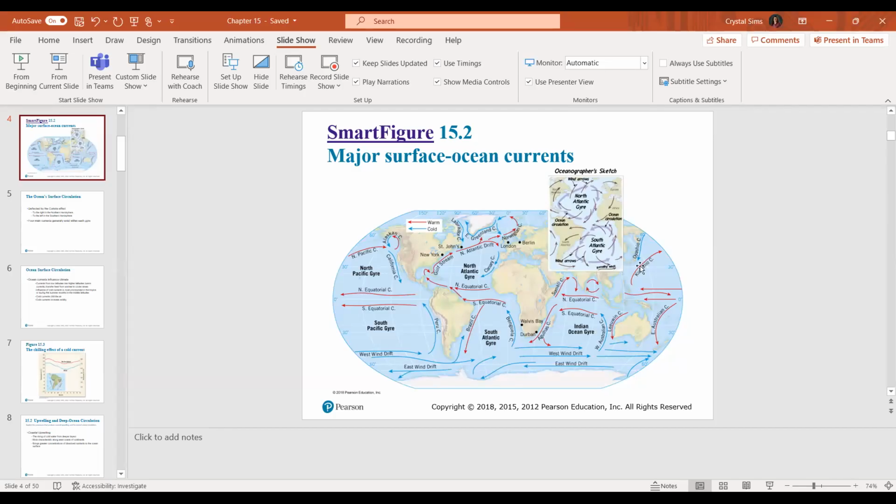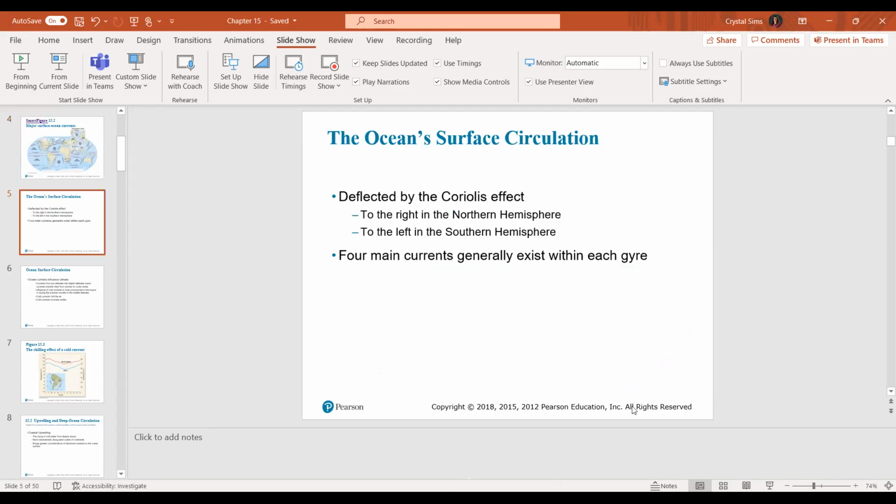So in those videos, we got a look at the major surface ocean currents. Now we're going to take a look at two other processes that affect currents. These are going to be vertical movement, so kind of this up and down movement as opposed to the horizontal movement like we were just looking at. So we have upwelling and then deep ocean circulation. We're going to watch two more smart figures that explain upwelling and the deep ocean circulation.